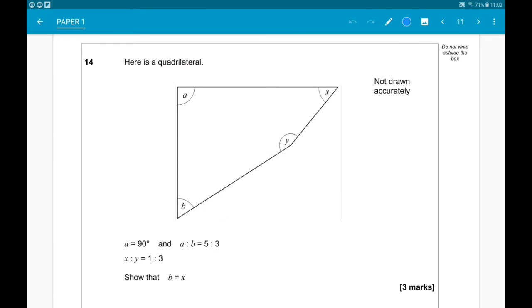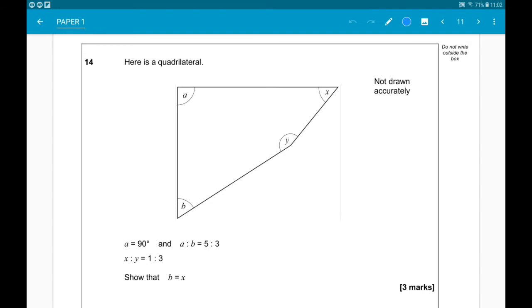Okay, number 14. Here is a quadrilateral with four angles, A, B, X and Y. We are told A is 90 degrees and A to B are in the ratio 5 to 3. We're then told X to Y are in the ratio 1 to 3. Our job is to show that B is equal to X.